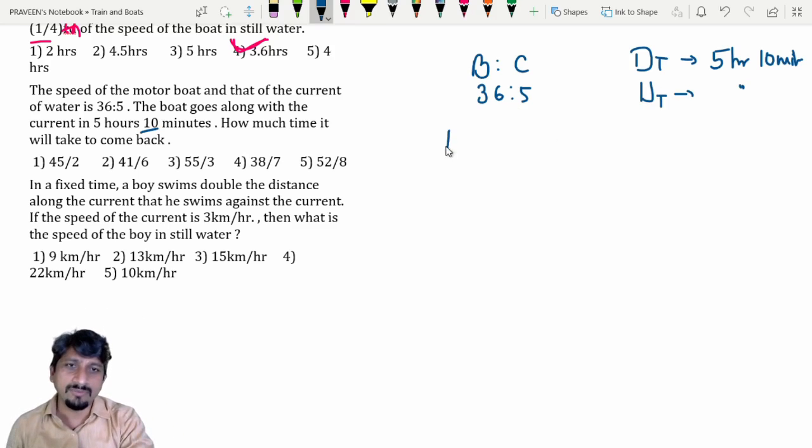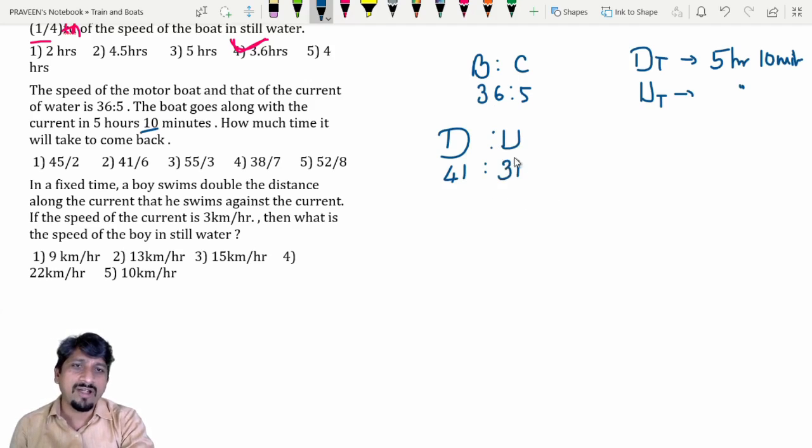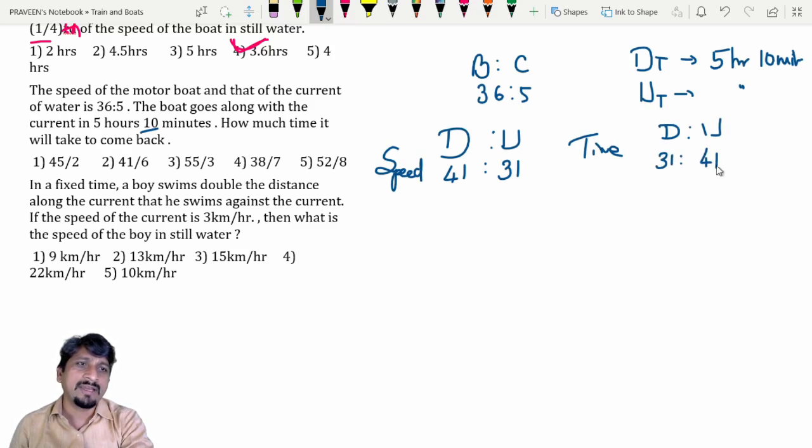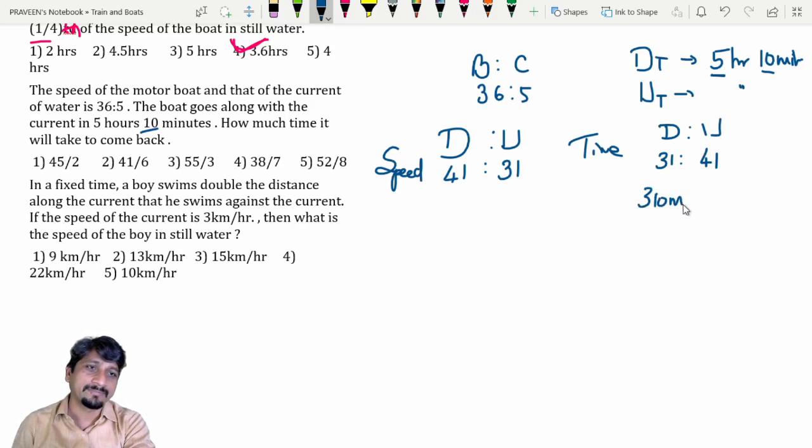So downstream, upstream time they are asking. Let us see what is the downstream speed. Downstream 36 plus 5, 41 ratio. Upstream is 31. Now this is the speed ratio. What will happen again? Because they have given the time, we'll take the time ratio. Time ratio D to U will be 31 is to 41. Any connection here? There is a definite connection, my dear friend, because 5 hours 10 minutes is equal to 310 minutes. Understood? Therefore, upstream time will be 410 minutes.